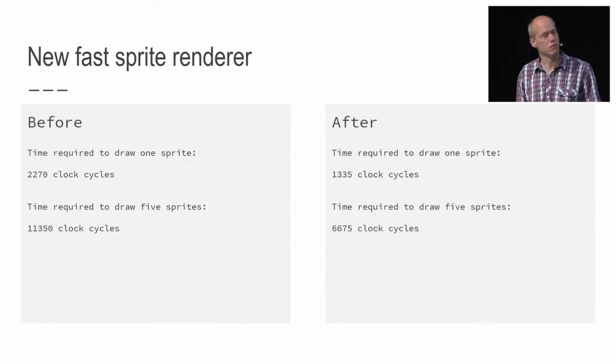So the original version was taking 2,270 clock cycles. Now we've got 1,335. The game really slows down when you've got about 5 characters on the screen. So with the old one taking 11,000 to draw 5 sprites, the new one's taking 6,000.